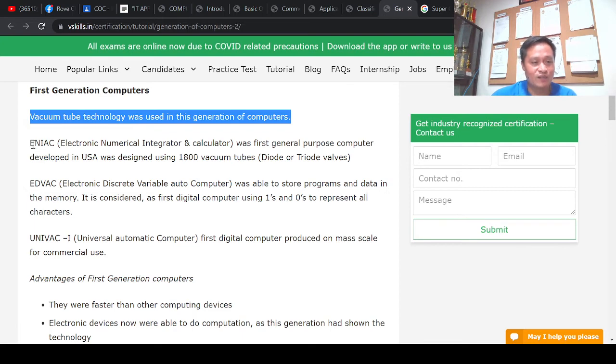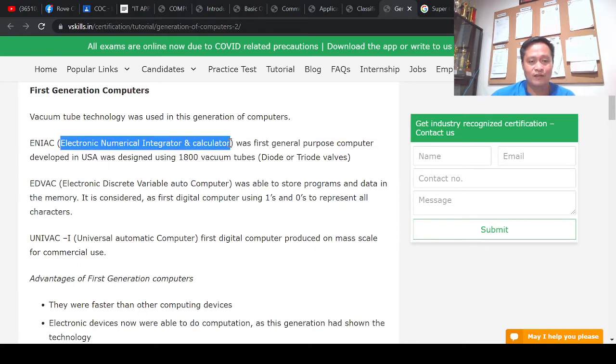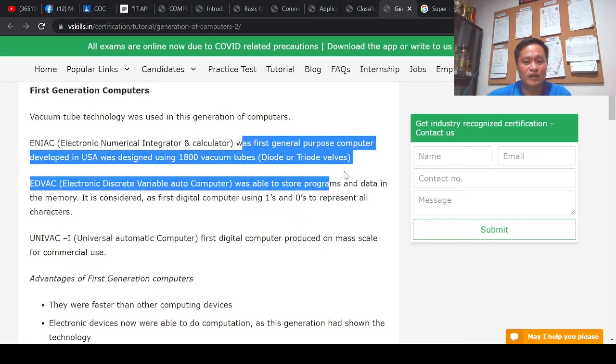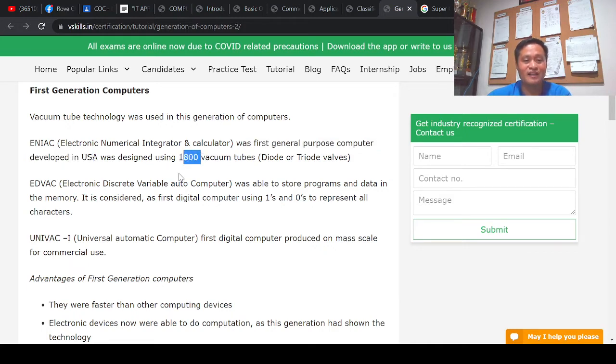And these are actually the first generation computers. ENIAC, I know, right? This is the Electronic Numerical Integrator and Calculator. Okay, this is our first computer, and ENIAC is so big, right? And this is the first general purpose computer developed in the United States of America. We are using diode and triode valves in here.